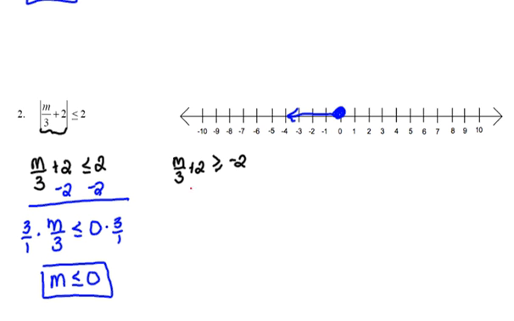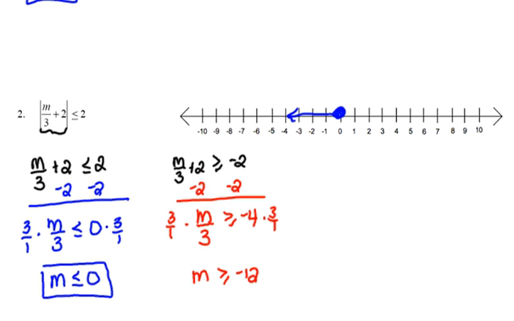The second equation, subtract the 2. M divided by 3 is greater than or equal to negative 4. Again, multiply by the reciprocal, 3 over 1, and you're left with m is greater than or equal to negative 4 times 3, which is negative 12. Since negative 12 is not on our number line, we can go ahead and just add those numbers, negative 11, negative 12. Negative 12 has a closed circle, and we'll shade to the right.